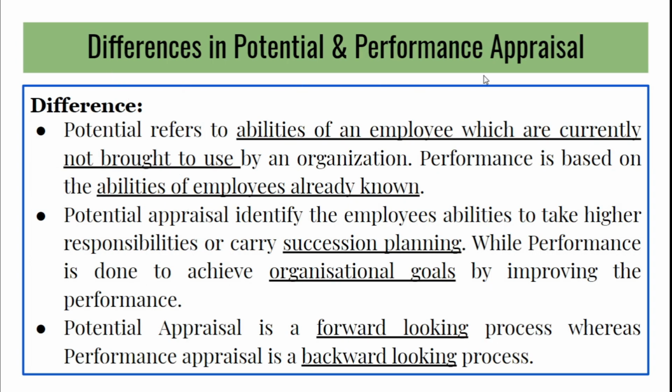Some of the differences between potential and performance appraisal are as follows. The first one is what potential refers to. Potential refers to the ability of an employee which is currently not brought to use by an organization. Potential is also called latent abilities, whereas performance is based on the abilities of an employee already known. So basically, what we are trying to identify in potential is something that is hidden in the individual that could be beneficial for him or her and simultaneously beneficial for the organization too.